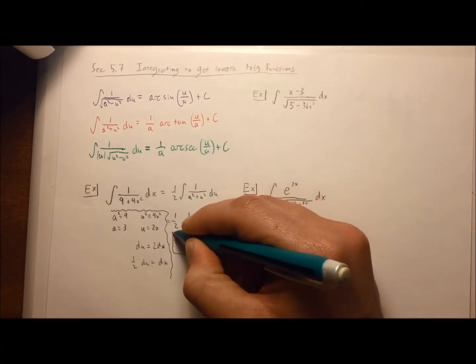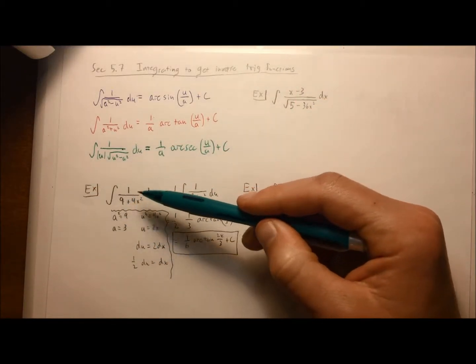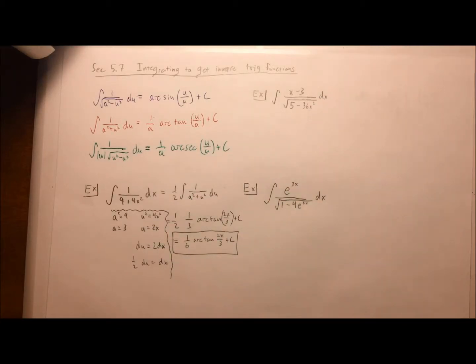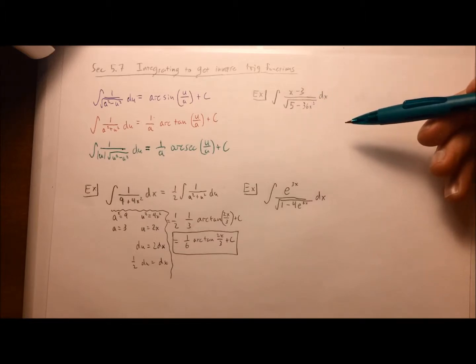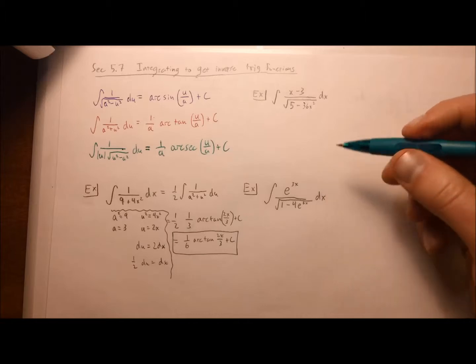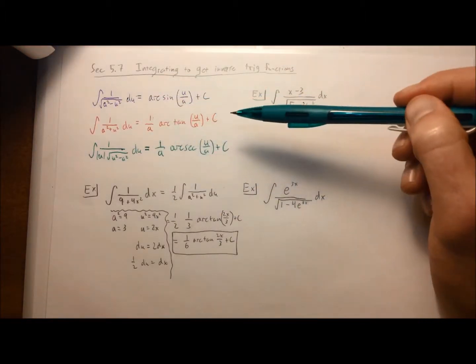That is my answer. So the whole goal here is to figure out what is the a squared and what's the u squared. What's the a and what's the u. Now let's do this one down here. It's going to be a little bit more sneaky. It looks like it's going to be arcsine right here.